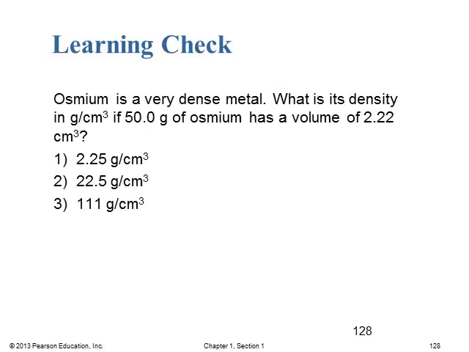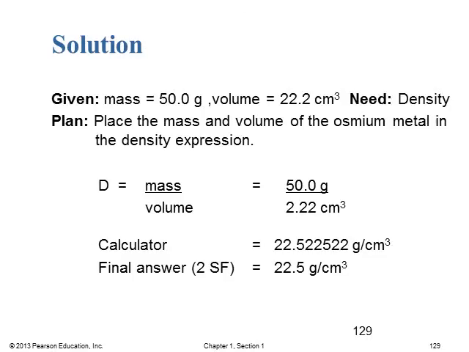So here we'll just practice some calculations using density and calculate density. So it says osmium is a very dense metal. What is its density in grams per cubic centimeter, if we have 50 grams of osmium with a volume of 2.22 cubic centimeters? So here we're just going to use the equation that they give us. We have the given mass of 50 grams and the volume of 2.22 cubic centimeters.